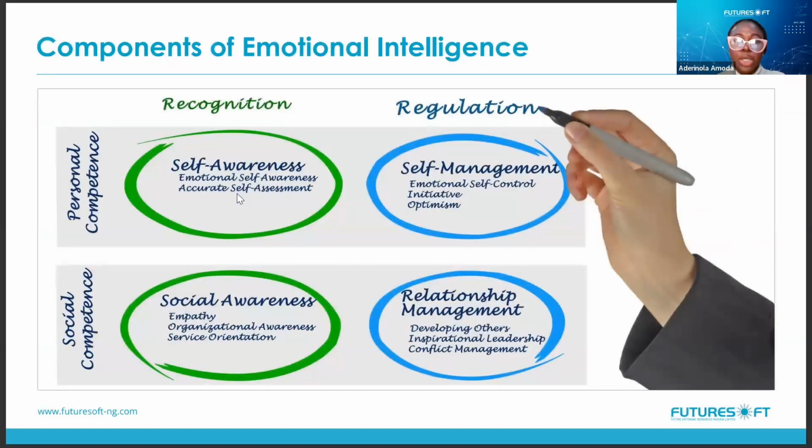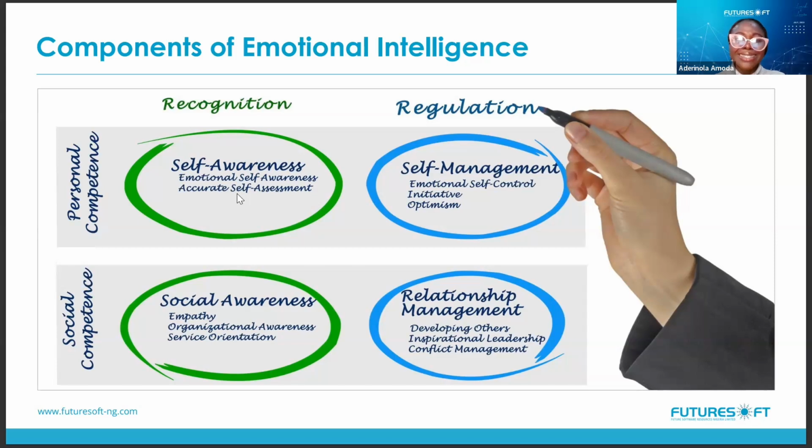Now, in this picture, we see that emotional intelligence extends beyond individual self-recognition and self-regulation. It emphasizes the importance of social awareness and relationship management in building successful interpersonal connections, and then fostering effective collaboration as well.